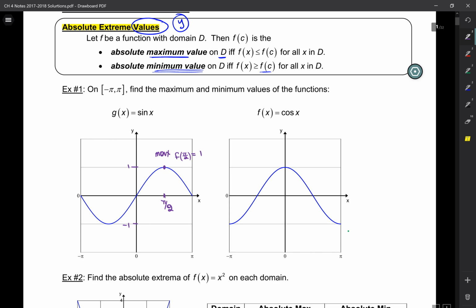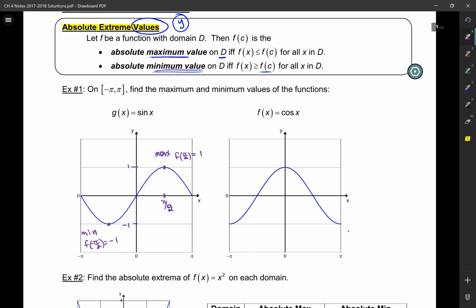So that's the maximum. Here is the minimum. f of negative pi over 2 is equal to negative 1. So this is the notation that I want, because this notation tells us everything. First of all, it's giving you the value, which is the y coordinate, 1. And it's also, at the same time, telling you where it's located, at pi over 2.